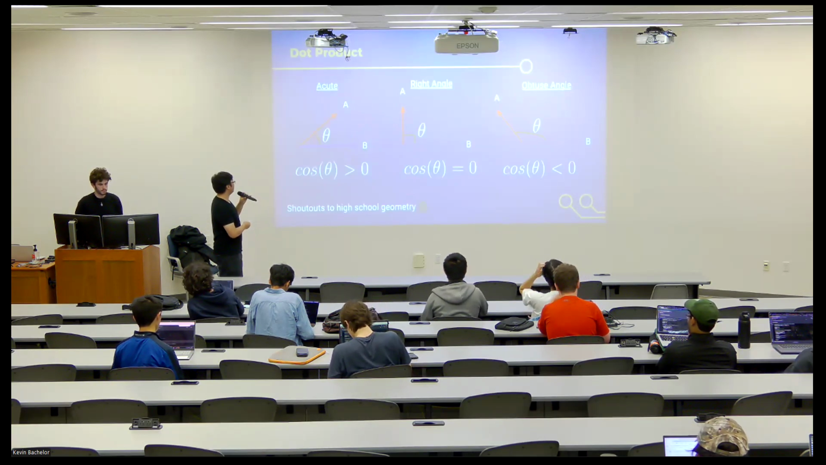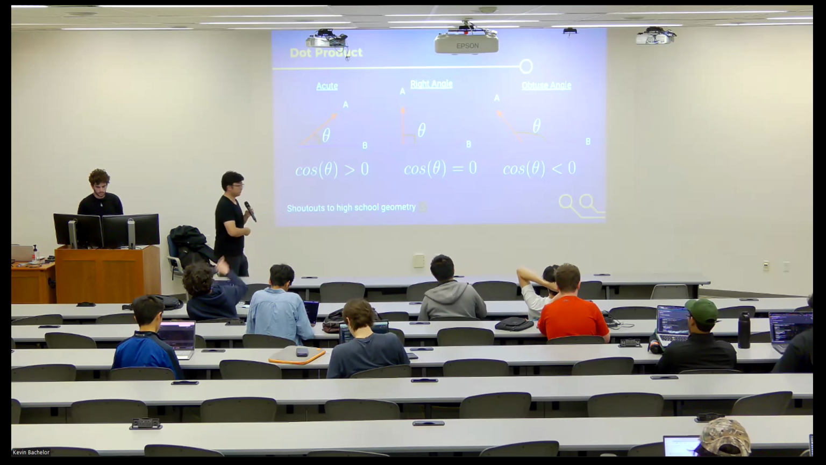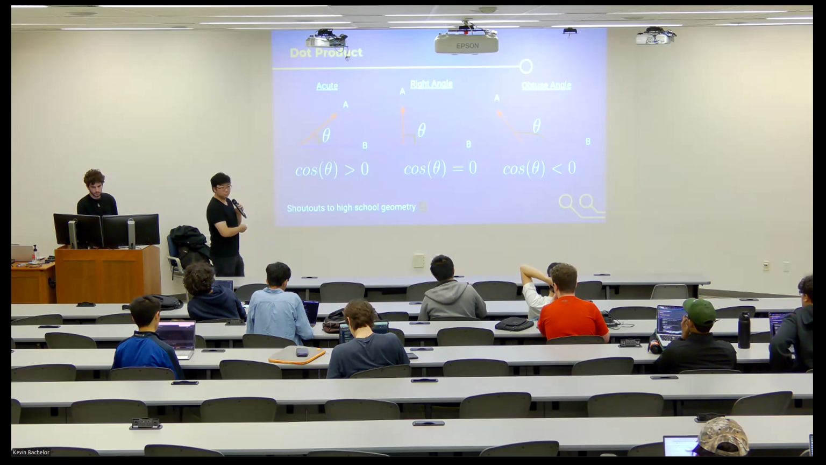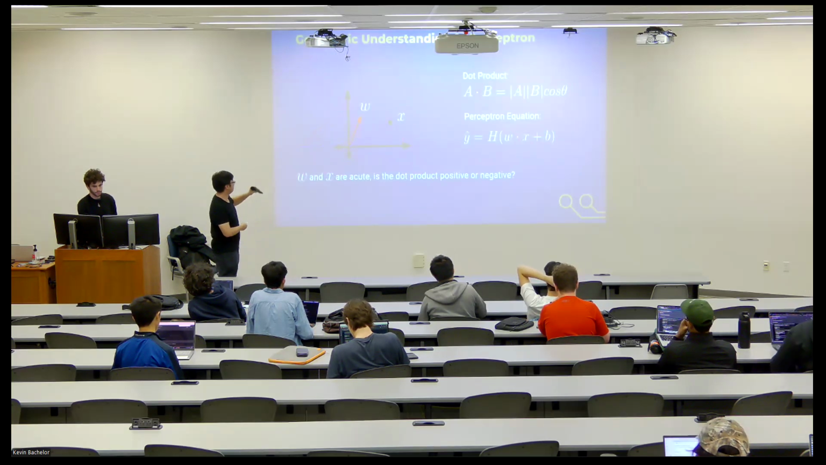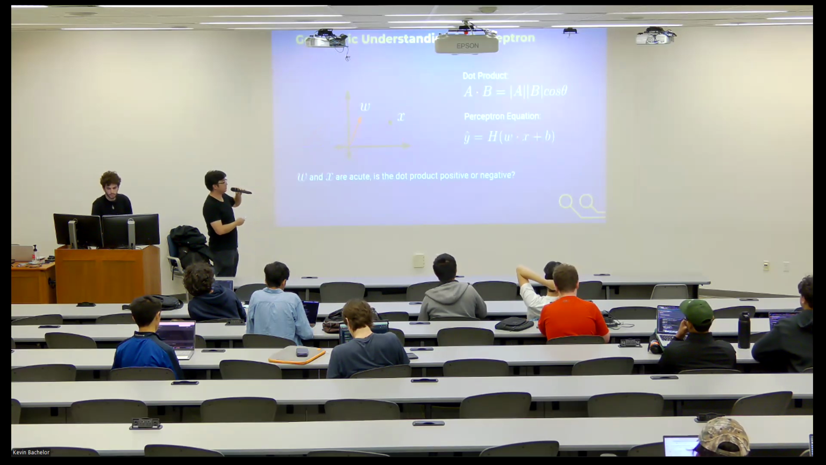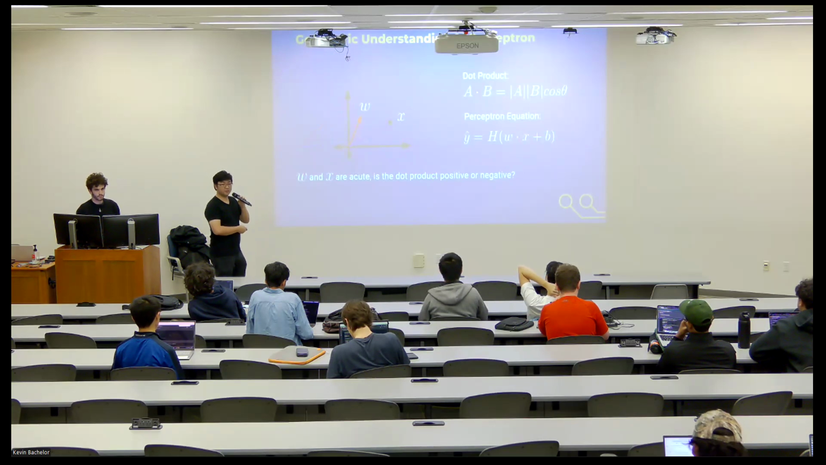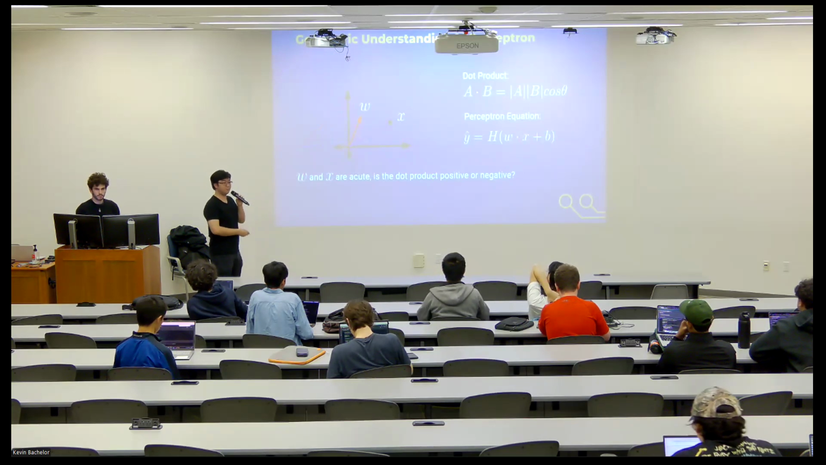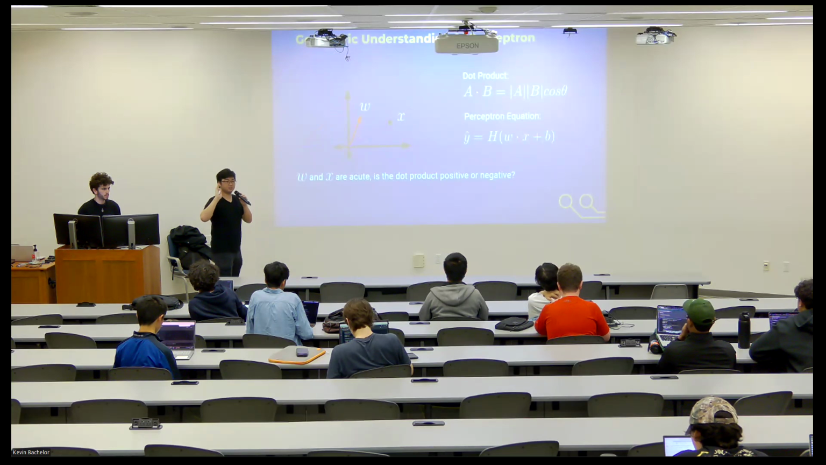So theta here, this angle. So here, they're acute. So the angle here, right? Does that make sense to everyone? Is everyone comprehending this?